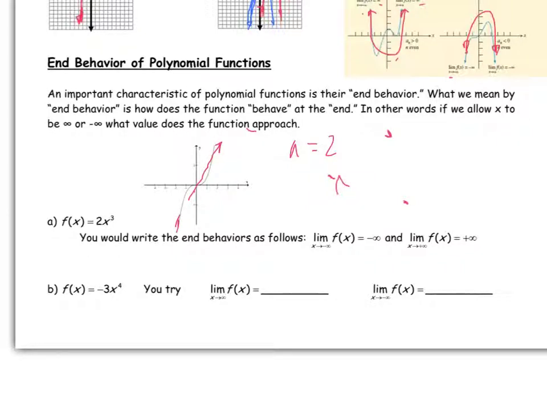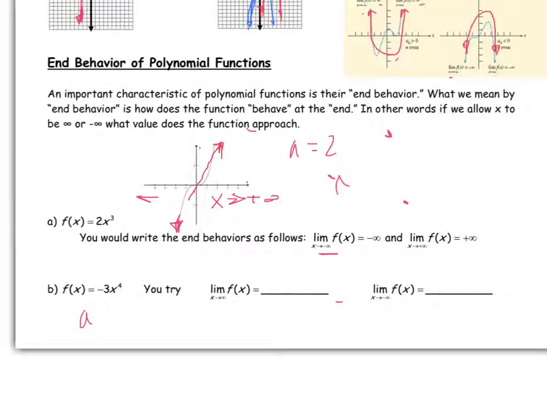So when my x's get negative, going toward negative infinity, my y values are going down. They're going toward negative infinity. As x's approach positive infinity, my y's are going to positive infinity. They go in opposite directions. Now for part b, you don't have to graph it. They want you to figure out what the end behaviors are doing just from the equation.